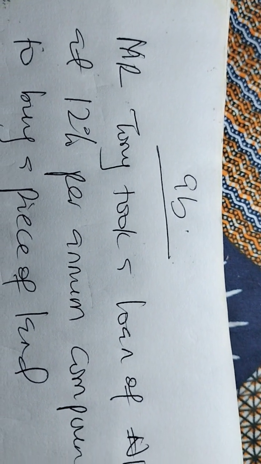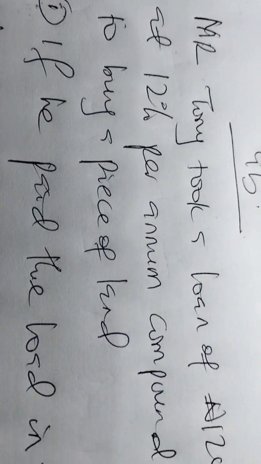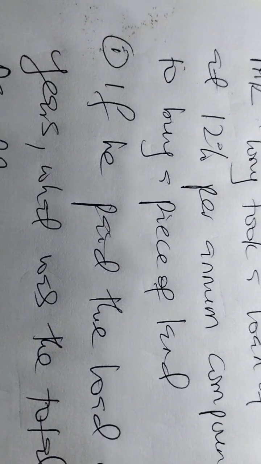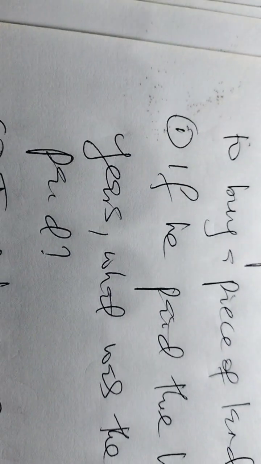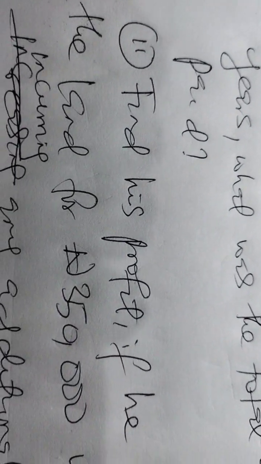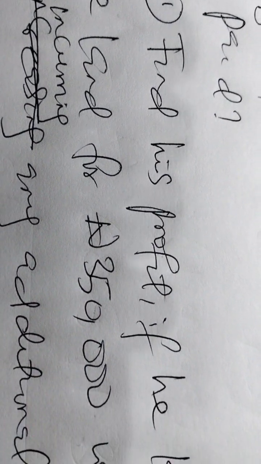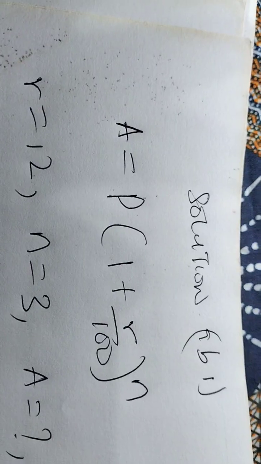9b says Mr. Tony took a loan of 120,000 naira at 12% per annum compound interest to buy a piece of land. If he paid the loan in 3 years, what was the total amount paid? Find his profit if he later sold the land for 350,000 without incurring any additional expenses.